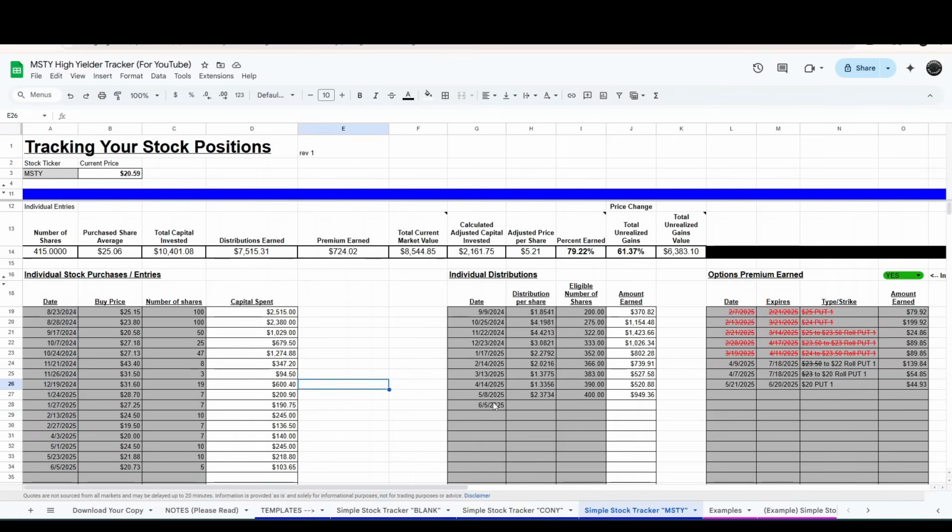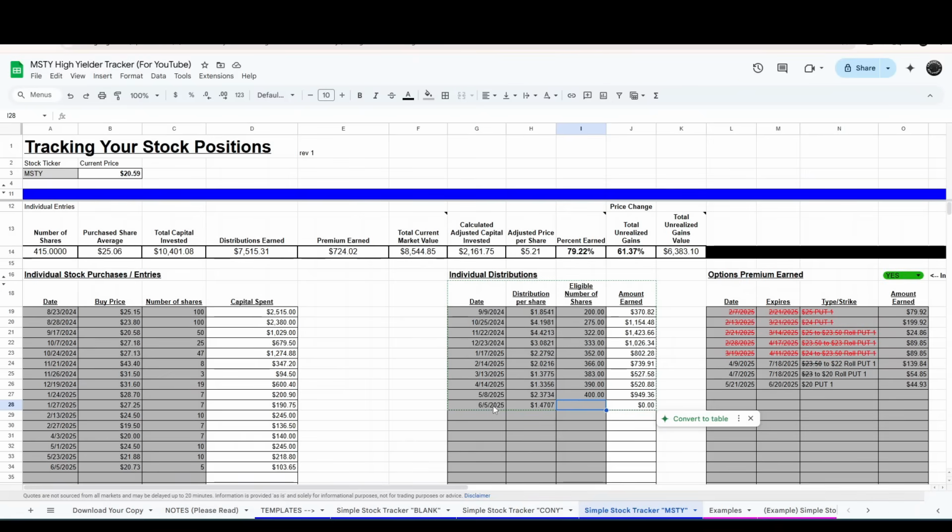Well, let's just see. So I entered that date of 6/5/2025. That's the X date. And we earned a distribution of $1.4707. Now here comes where you have to decide how many shares actually fall into this eligible number of shares for that distribution. And that's why I like to use the distribution date, because then it helps you to visually see which ones you can count for that distribution and which ones you cannot.